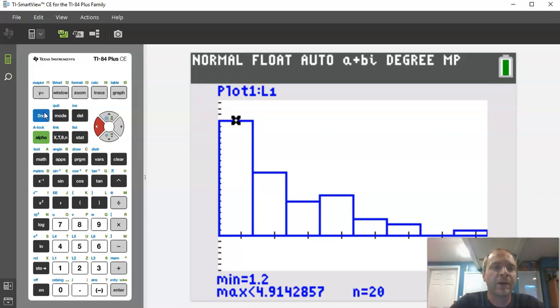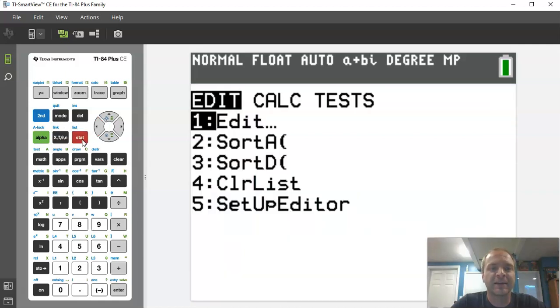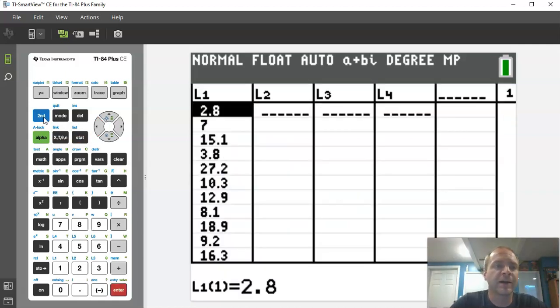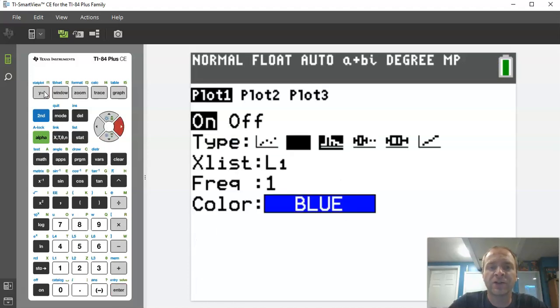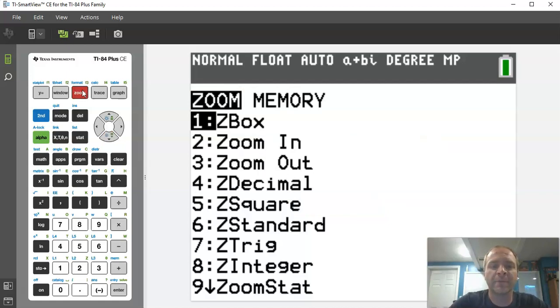So again, we have stat, edit, input the data. Second, stat plot, you want to turn on plot 1, choose histogram, make sure your list matches. And then because you are in statistics, we hit zoom and option 9.